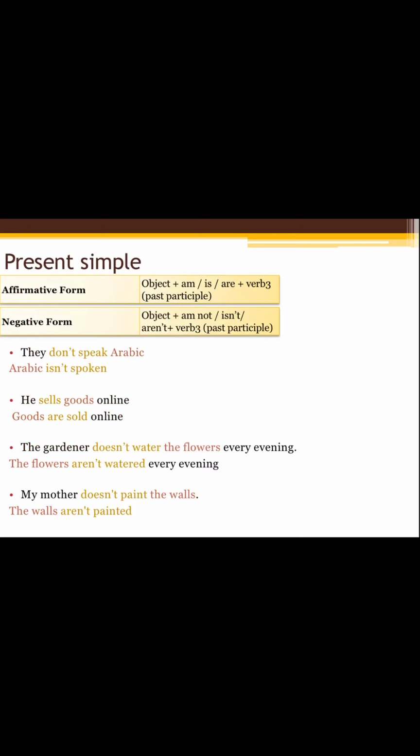So as I told you at the beginning, how can we change an active present simple sentence into a passive present simple sentence? We put the object at the beginning, we put one of the be family verbs in the present tense, is, am, are, depending on the object, and verb 3, which is the past participle of the verb. This is the way to change the active voice, the active sentence, into a passive sentence.